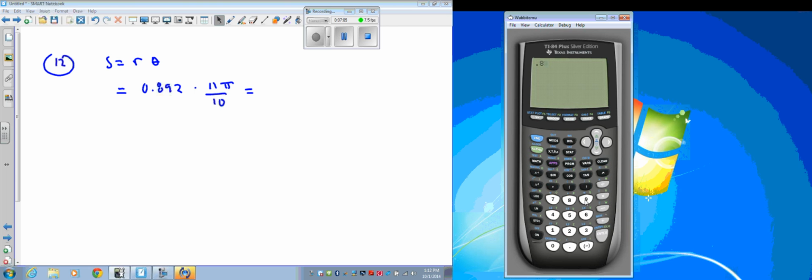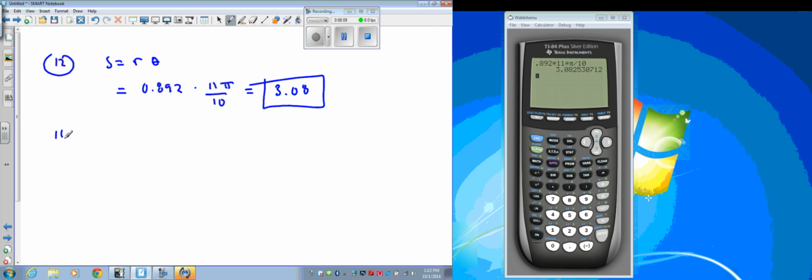0.892, multiplied by 11 pi, divided by 10. Now, I don't know why I put minus, I hit the wrong button. Divided by 10. Being it's all multiplication and division, it does not make any difference which order we do it in. So it says 3 significant digits, so that'd be 3.08. That would be our answer.